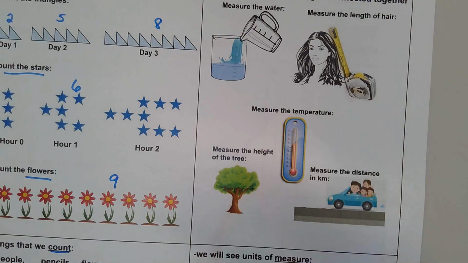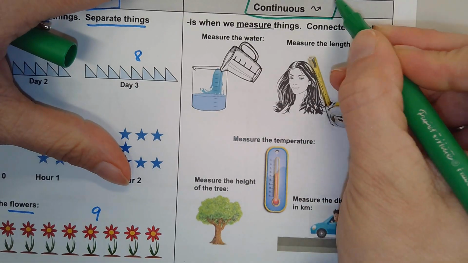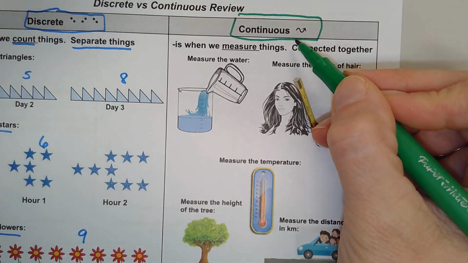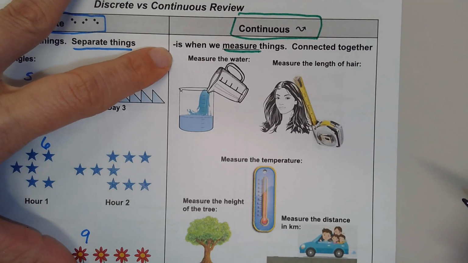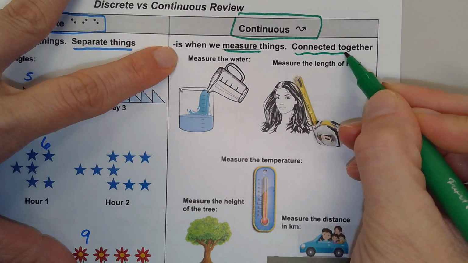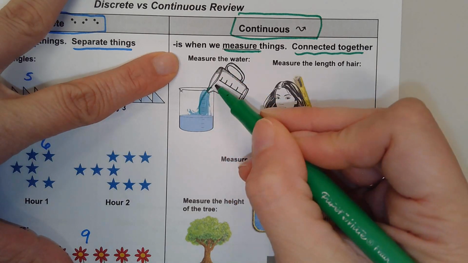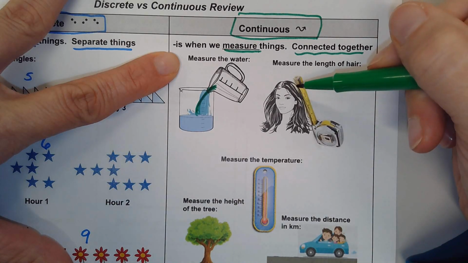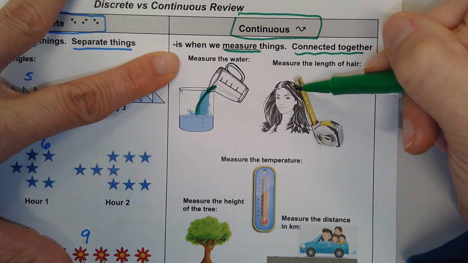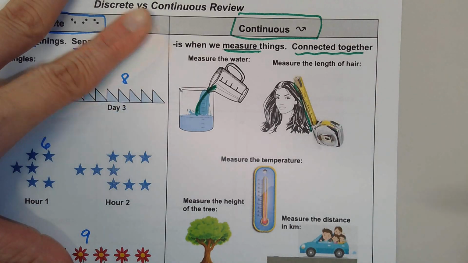Now let's go talk about continuous. Continuous, the graph is going to look like that, is when we measure things. They are connected together. Okay, we measure the water. The water keeps flowing and pouring in. We measure her hair. Her hair grows a little bit each day, longer, longer, longer.